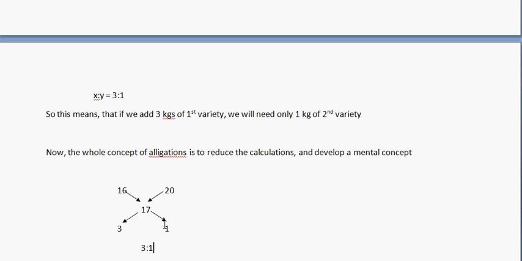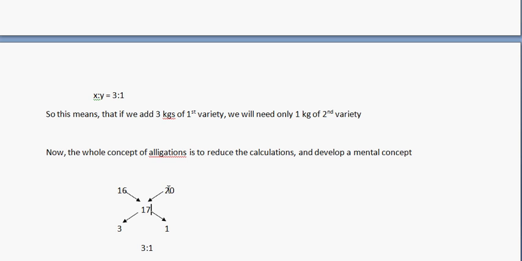Can we make it an easier concept as well, so that we don't have to write all these equations? Yes, we can. That is the basic method of alligation. You just write 16 and 20, which are the given quantities that are mixed. What we require is 17, so 17 is the average, right?